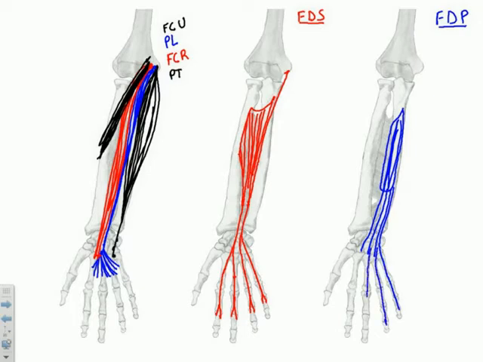You compare that to Flexor Digitorum Superficialis, it actually only flexes the proximal interphalangeal joint. This actually flexes all the way to the distal interphalangeal joint.